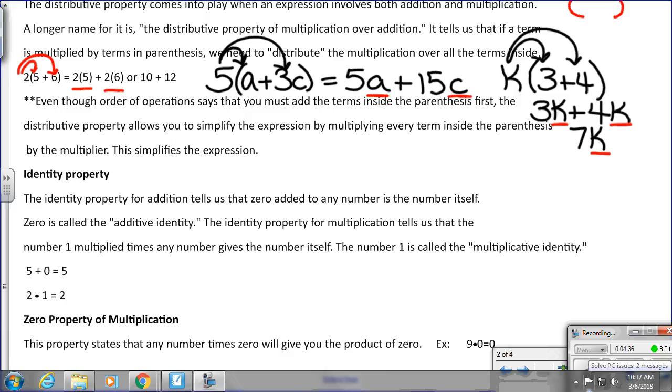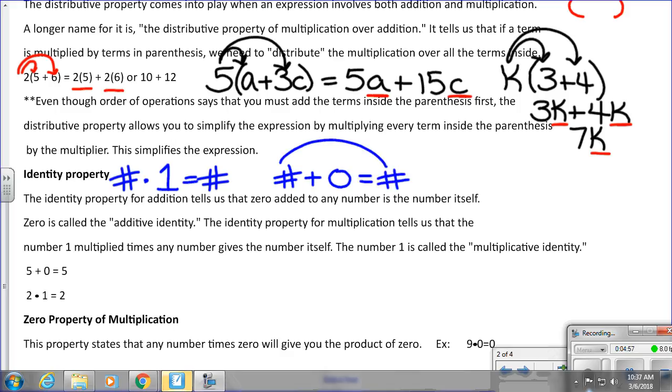The identity property, there's one of multiplication and there's one of addition, and they basically state that a number times 1 gives you the number that you started with, or a number plus 0 gives you the number that you started with. You're not changing the identity of the number. So our examples are 5 plus 0, that gives me 5, and 2 times 1 gives me 2. They match from start to end. You're not changing their identity.